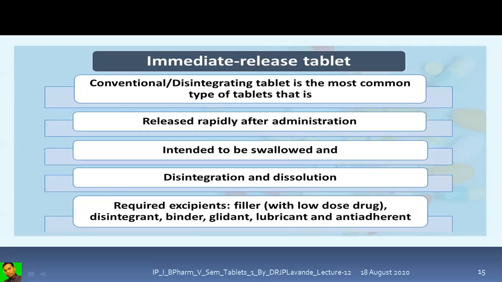Now, what are the immediate release tablets? The conventional and the disintegrating tablet is the most common type of tablet, that is released rapidly after administration.